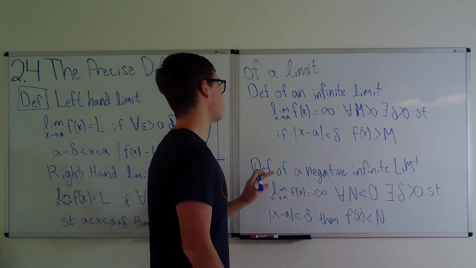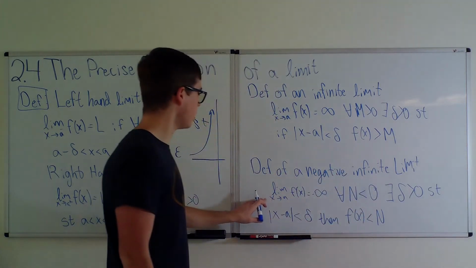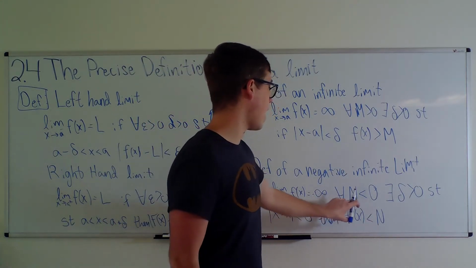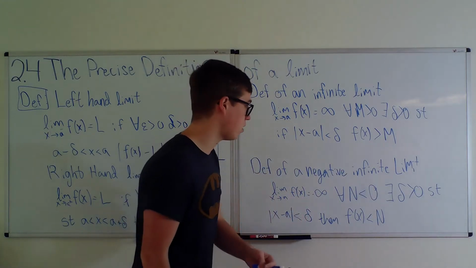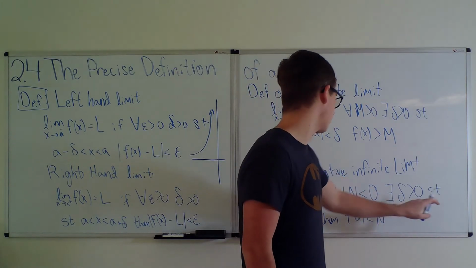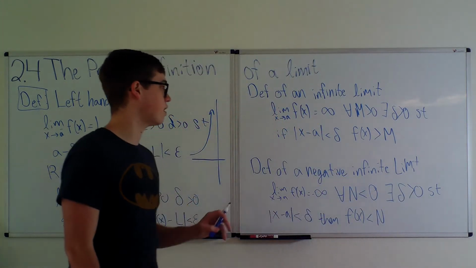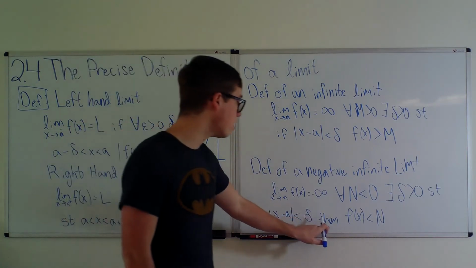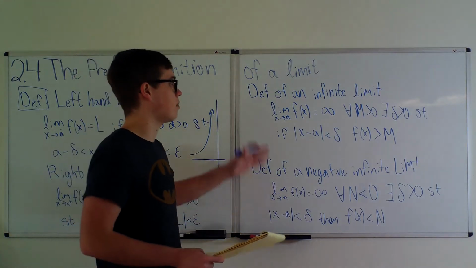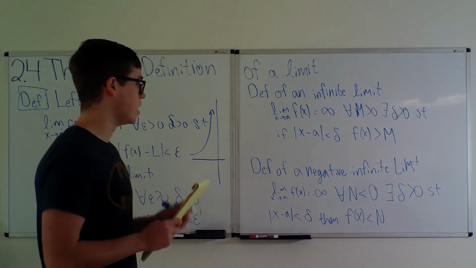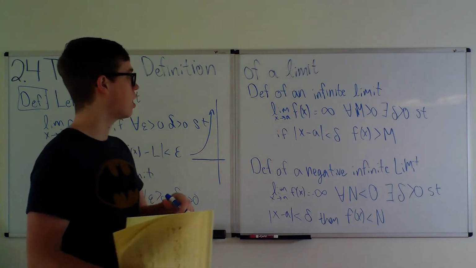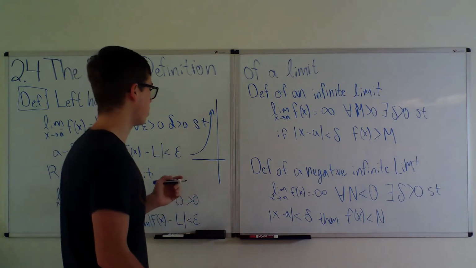So now, the definition of a negative infinite limit. The limit as x approaches a of f of x is equal to negative infinity if for every n, again just a random n, that is less than 0, there exists delta greater than 0 such that if the absolute value of x minus a is less than delta, same thing as before, then f of x is less than n. And these are pretty much the same exact things, except the n is a very, very large negative number, and the m is a very large positive number.